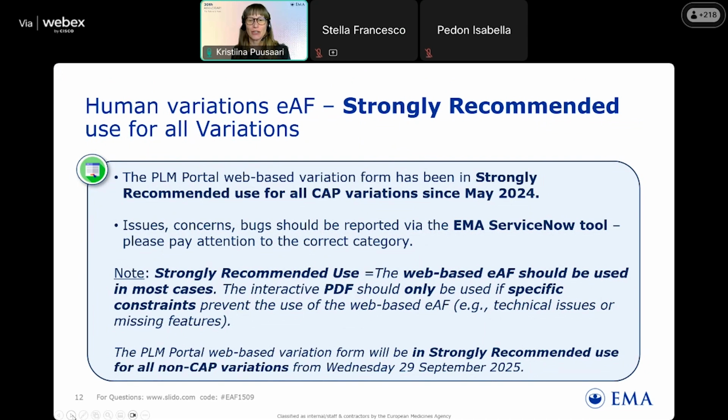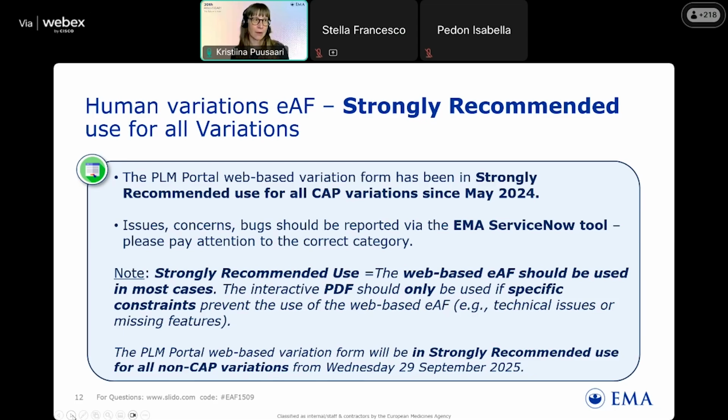And here, just a quick reminder again on what the strongly recommended use for all variations means. It really means that the web-based eAF should be used in most cases. The interactive PDF should only be used if specific constraints, issues, or bugs prevent the use of the web-based eAF. So there may be technical issues or missing features, or maybe some corrupted data. So please try and use the PLM portal form as much as you can, and also relay the information to your colleagues and trade associations.